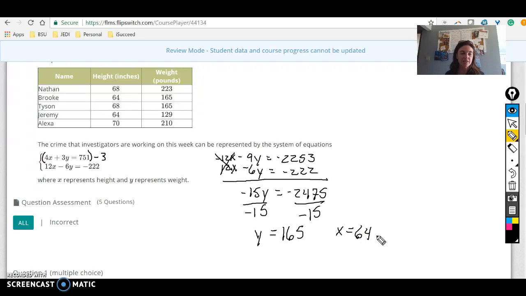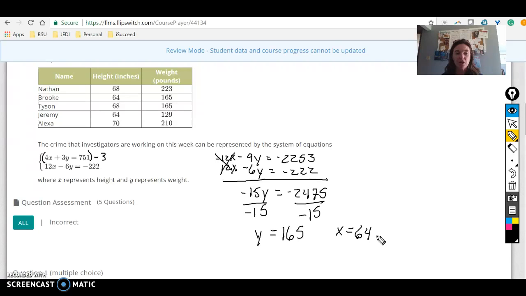When you type the answer to this, I would recommend that you say, to eliminate x, you would need to multiply the first equation by -3. When you do that, you'll find that the equations combine so that you can solve for y. You get y equals 165 pounds. When you plug 165 back into any of those equations, you will find that x equals 64. So it does not change the answer at all. It doesn't matter which one you choose to eliminate. You should get the same answer either way.